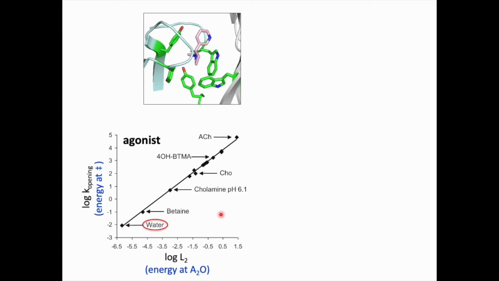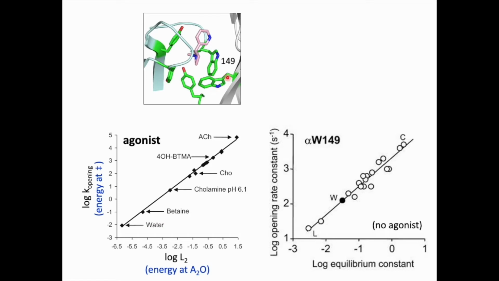Now, what about those aromatics around there? Well, we have made mutations of not only these 5 aromatics, but several other residues in the vicinity of the binding site. And they all also turn out to have a high phi value. So here's an example of mutations of this tryptophan 149, which is a highly conserved and very important residue. And when we plot the opening rate constant versus the gating equilibrium constant, the points fall on a straight line.